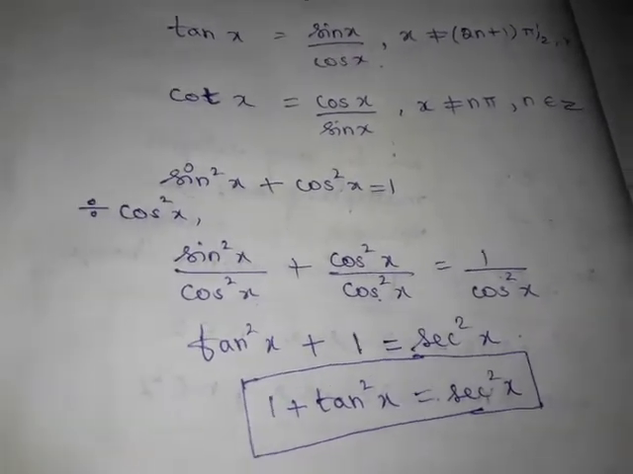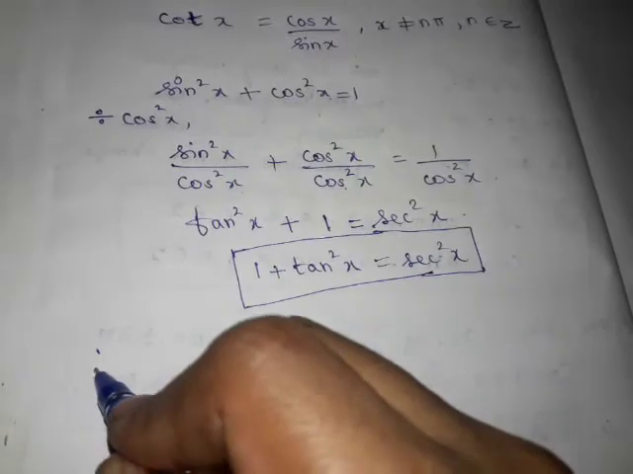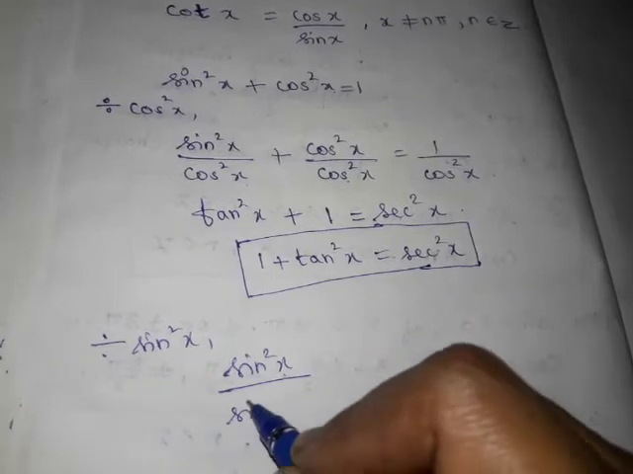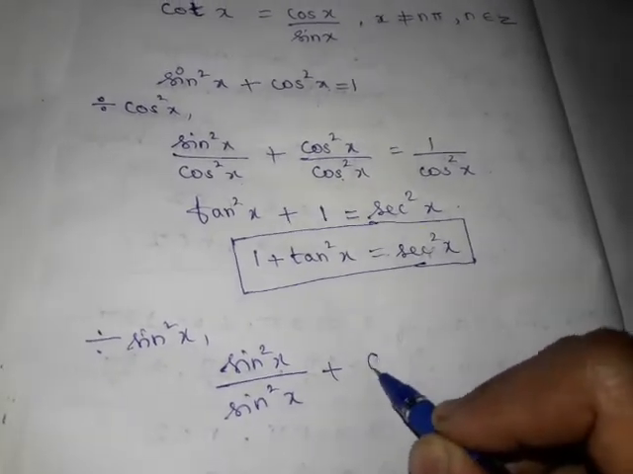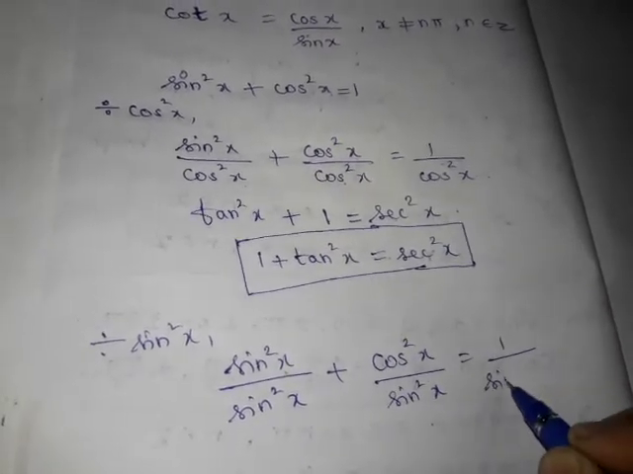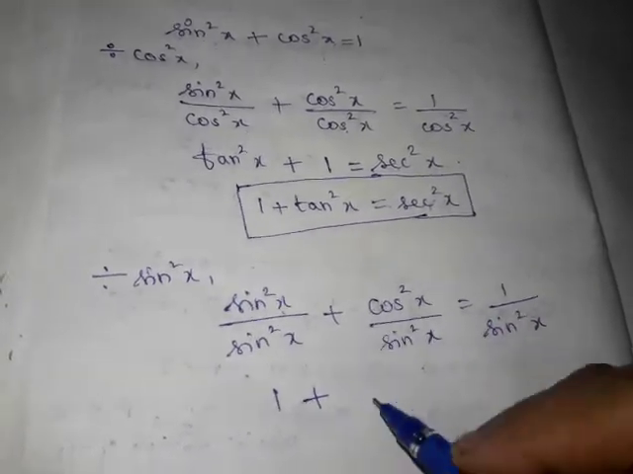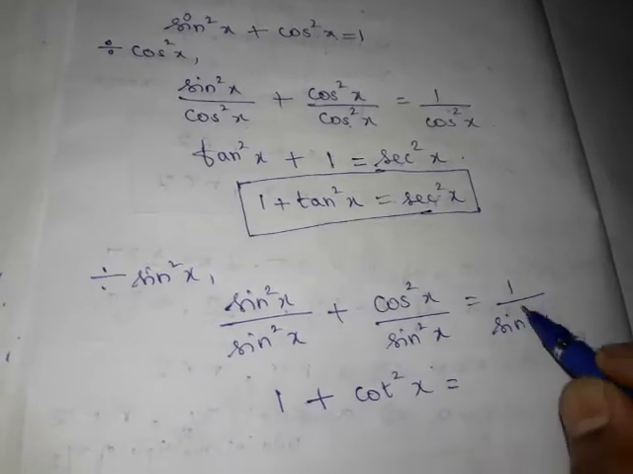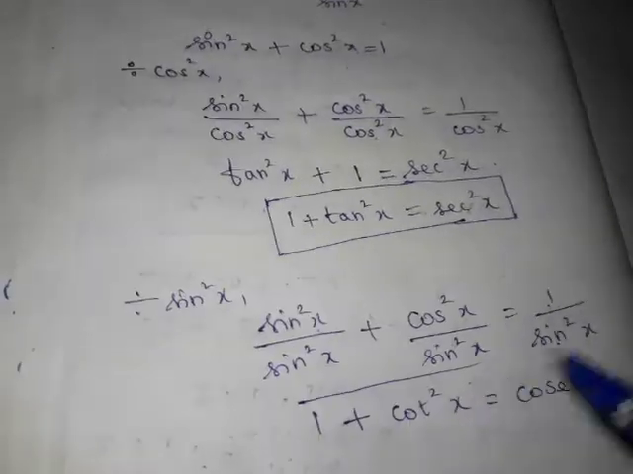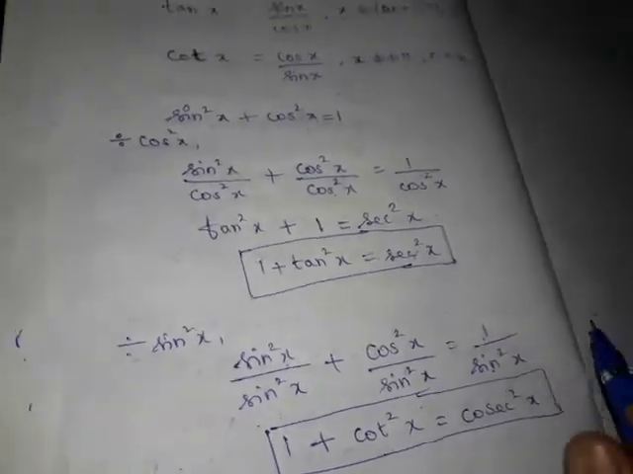Similarly, we can obtain our third identity by dividing our first identity by sin square x. If we divide completely by sin square x, what will happen? Sin square x divided by sin square x plus cos square x divided by sin square x equals 1 divided by sin square x. So this will become 1 plus cot square x, since cos by sin is cot. Reciprocal of sin is cosec square x. So 1 plus cot square x equals cosec square x is your third identity, right?